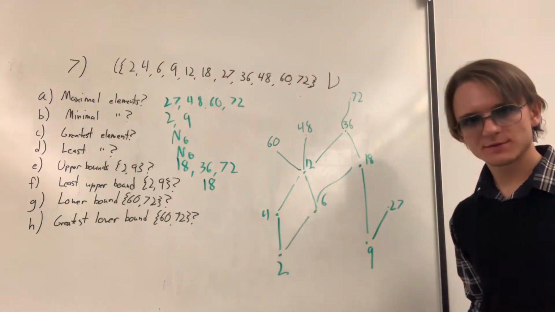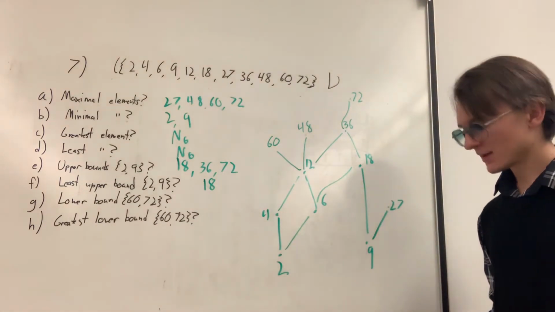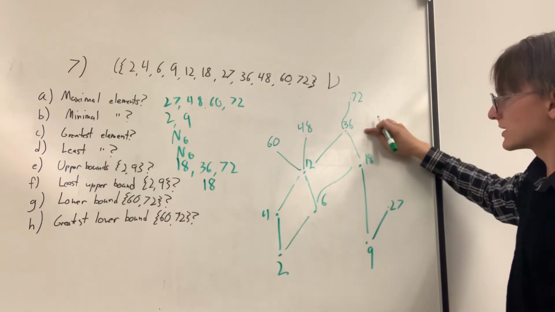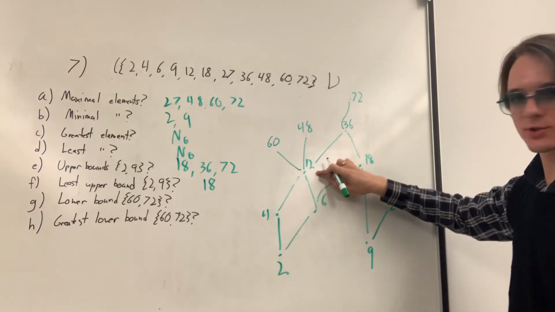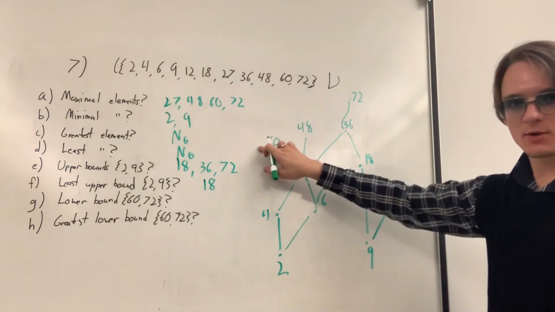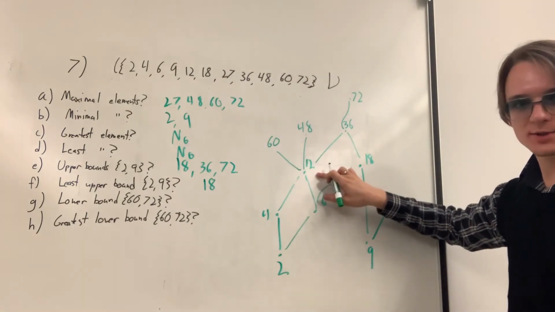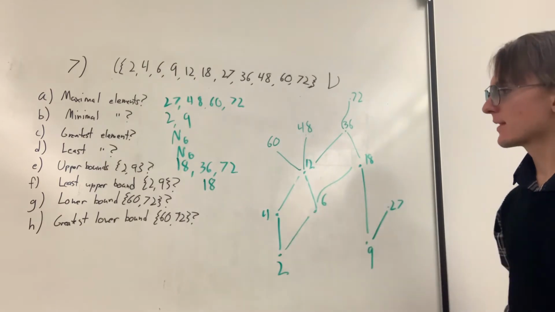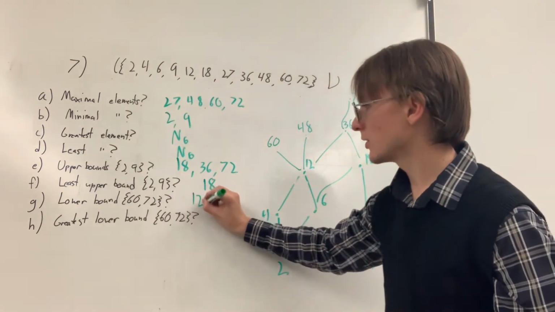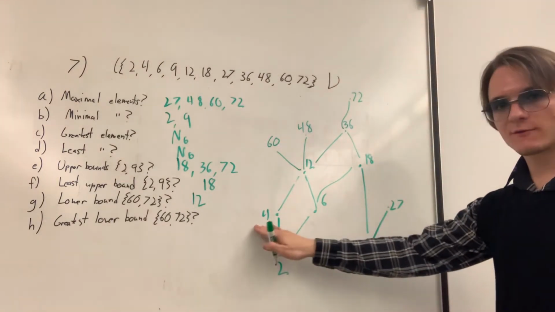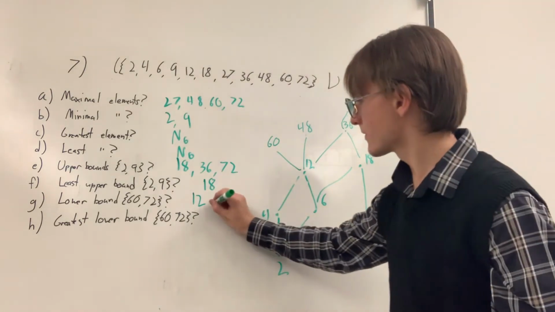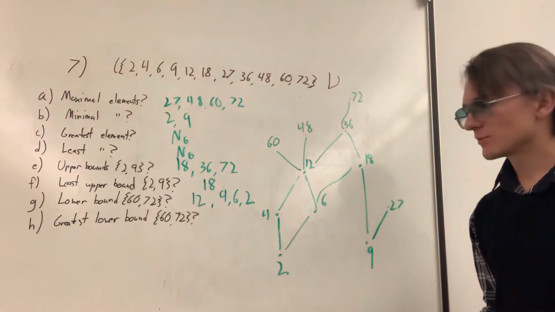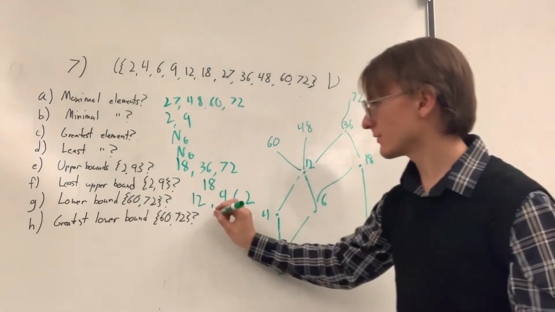Any lower bound of 60, 72? Well, we go down from 72, down from 36 and get to 12. At 60, we go down one time and get to 12 as well. So they join at 12, therefore 12 would be one lower bound, but so would be 4, 6, and 2. The greatest of these would just be the highest one, which is 12.